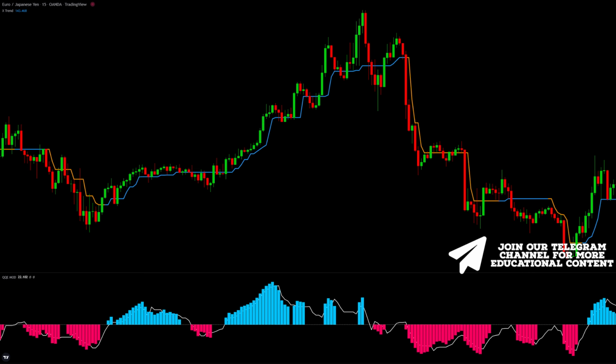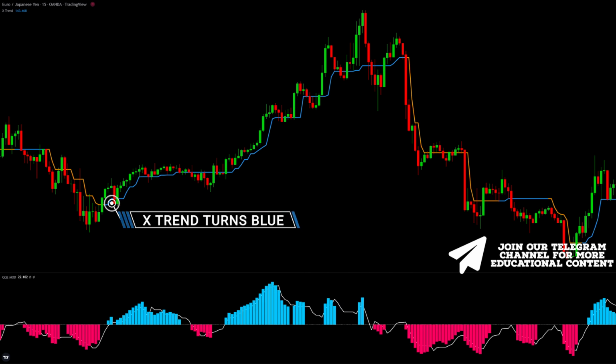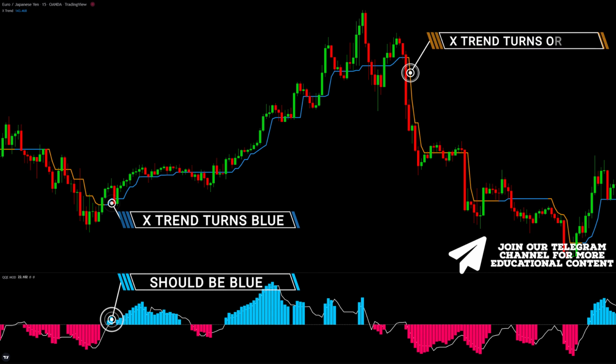So, here's how we use this indicator for the first confirmation. With that, when the X trend shifted its color to blue, we also should catch a blue bar along the bottom to confirm our initial buy signal. Absolutely the opposite is true for the bearish case. When the X trend indicator turns orange, the QQE mod indicator should display a red bar along the bottom.